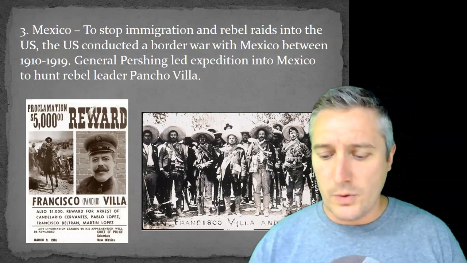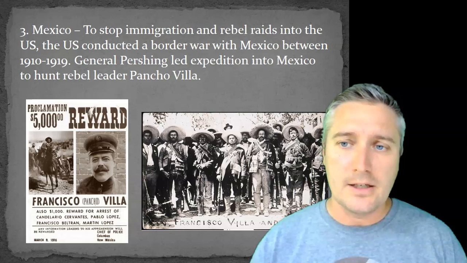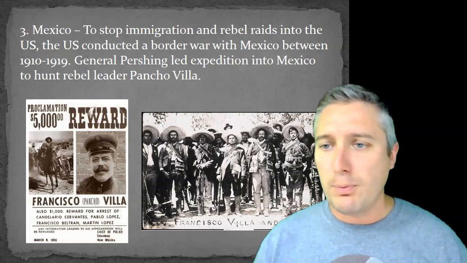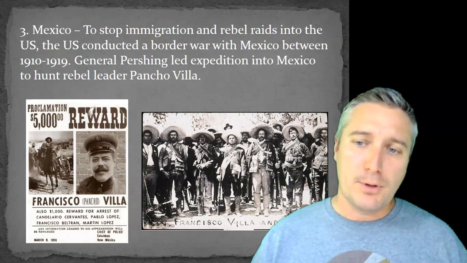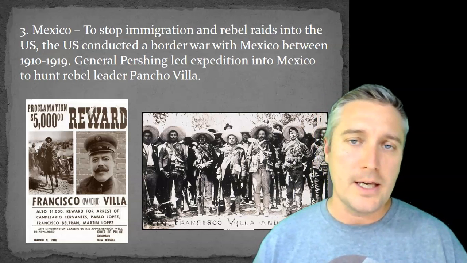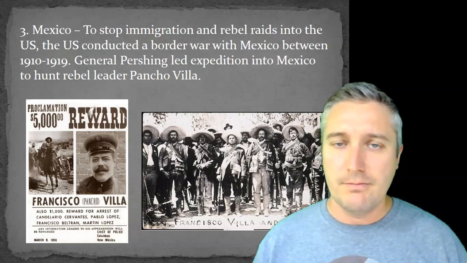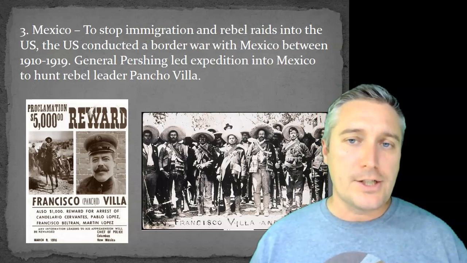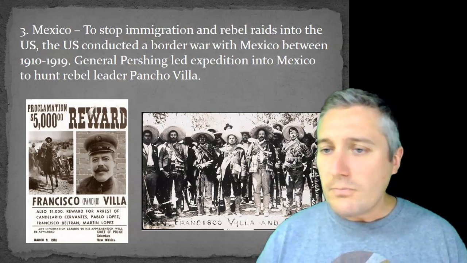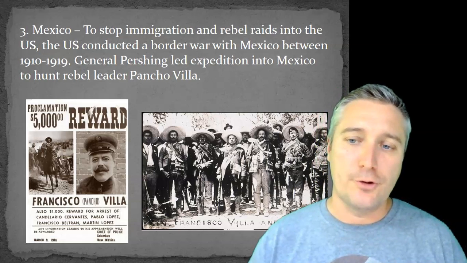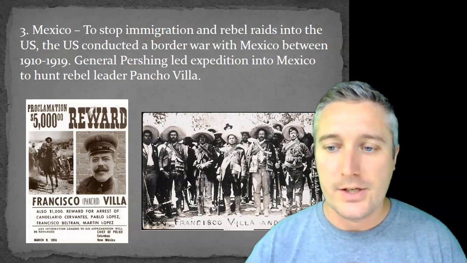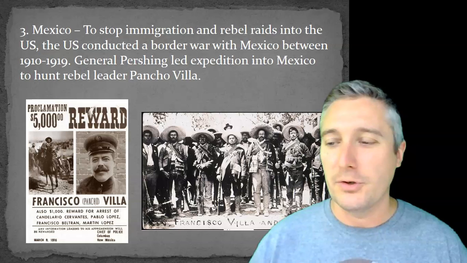Not only, of course, did we take about a third of their land in the 1840s, but if you fast forward to 1910, you have some more problems going on. In particular, there was some violence coming from Mexico, and some border towns were being hit with violence and just bad things going on. The United States would get involved. We would actually invade Mexico in 1910 to hunt down one of the rebel leaders that was leading these assaults into the United States, Pancho Villa. You might be familiar with that name.